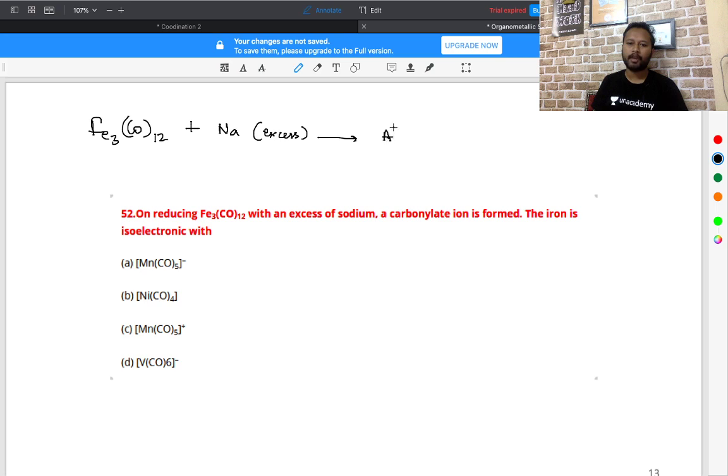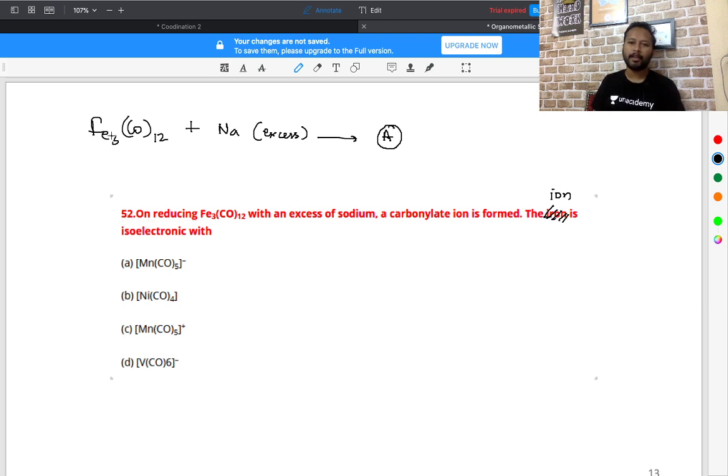So I have a carbonylate ion. I don't know what ion it is, but let's say this is the ion which is formed. Ion A is formed. They have asked that the ion is isoelectronic with. Sorry, it should not be iron, it should be ion. The ion which is formed is isoelectronic with.